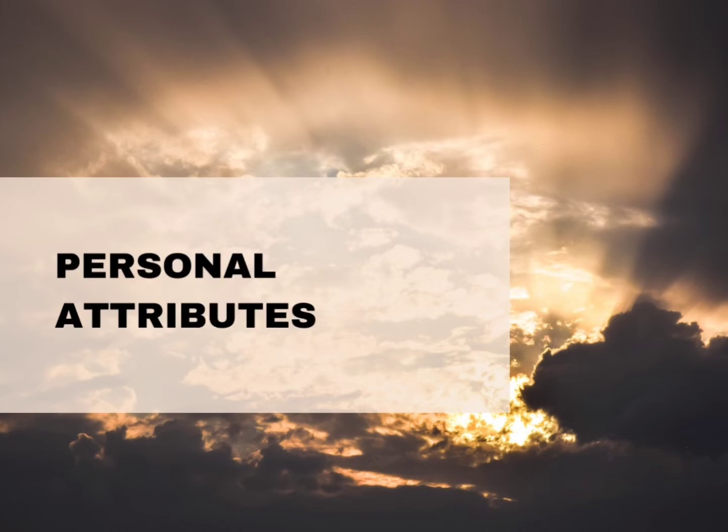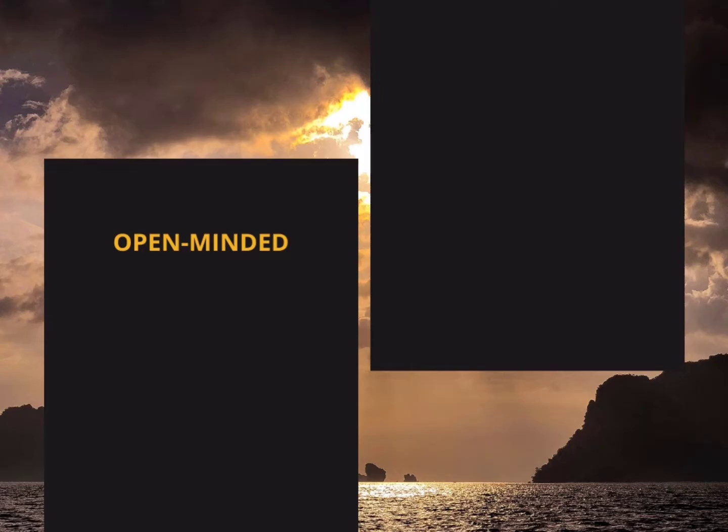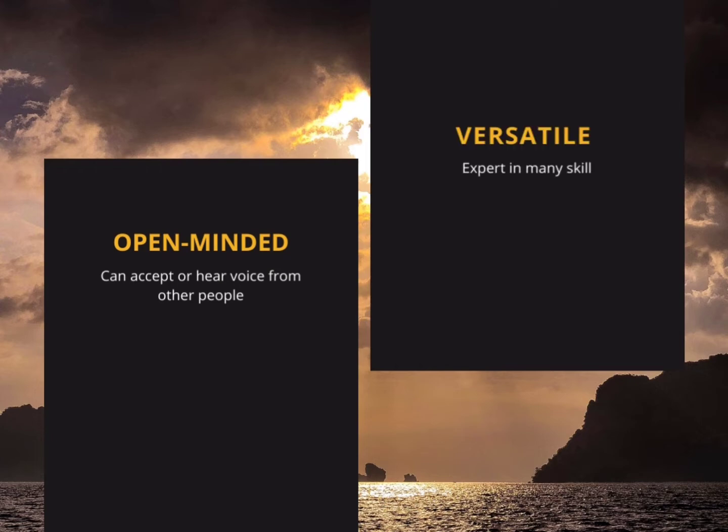Now, we move to personal attributes. A competent auditor should be open-minded, versatile, tenacious, diplomatic, ethical, self-reliant, observant, and have knowledge and skill. It is because open-minded auditors can accept or hear voices from other people. Next, auditors need to be versatile, where the auditors are expert in many skills.